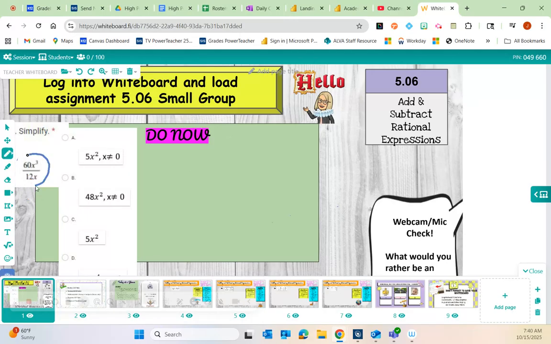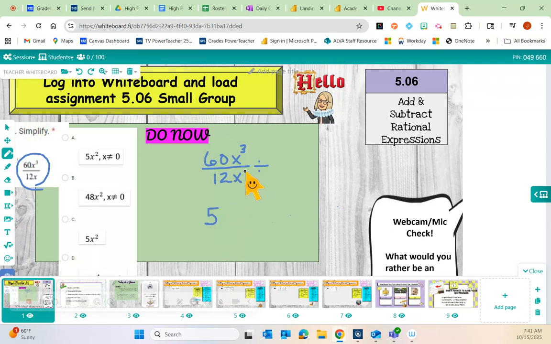It's kind of hidden, so I'm going to rewrite it. They're asking us to take 60x to the third and divide it by 12x. And if you're wondering how I know that it's a division problem, that's what the fraction bar represents. It represents a division, top always being divided by bottom. So we'll do 60 divided by 12, which is 5.